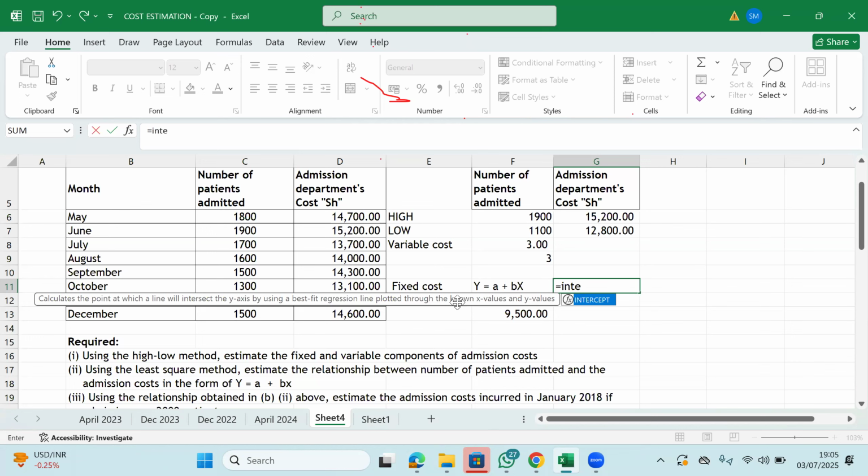One of my favorite topics is usually management accounts. Cost estimation is one topic that I really enjoy, apart from group accounts. So this one is usually very, very sweet and of course very easy.